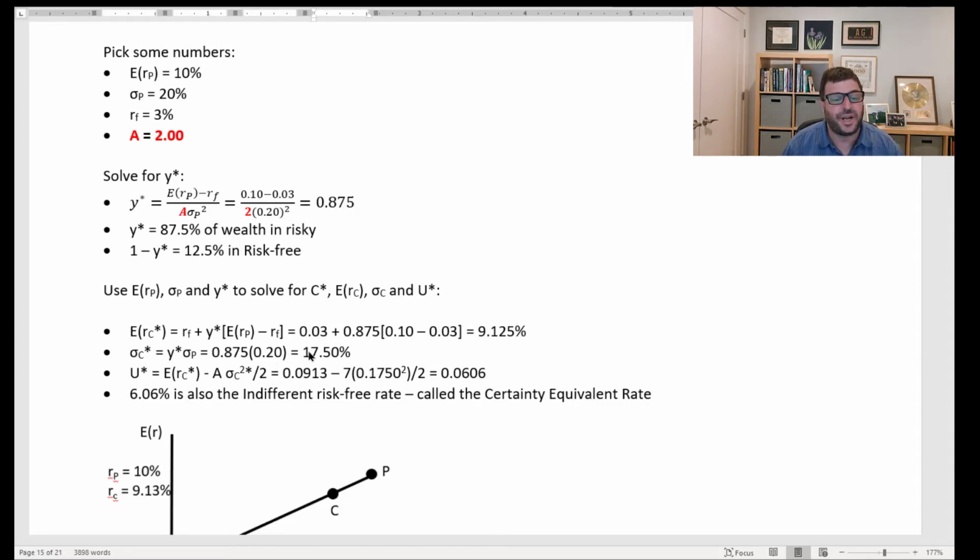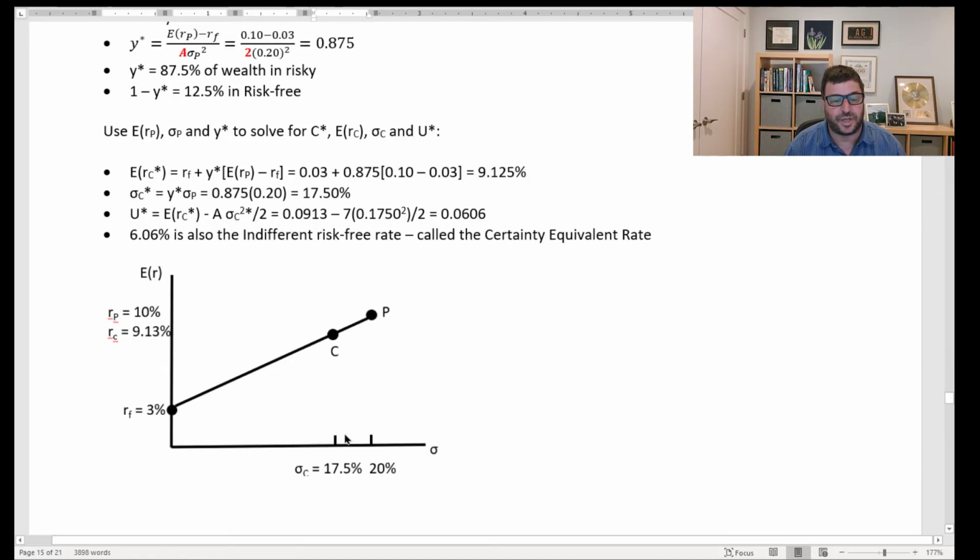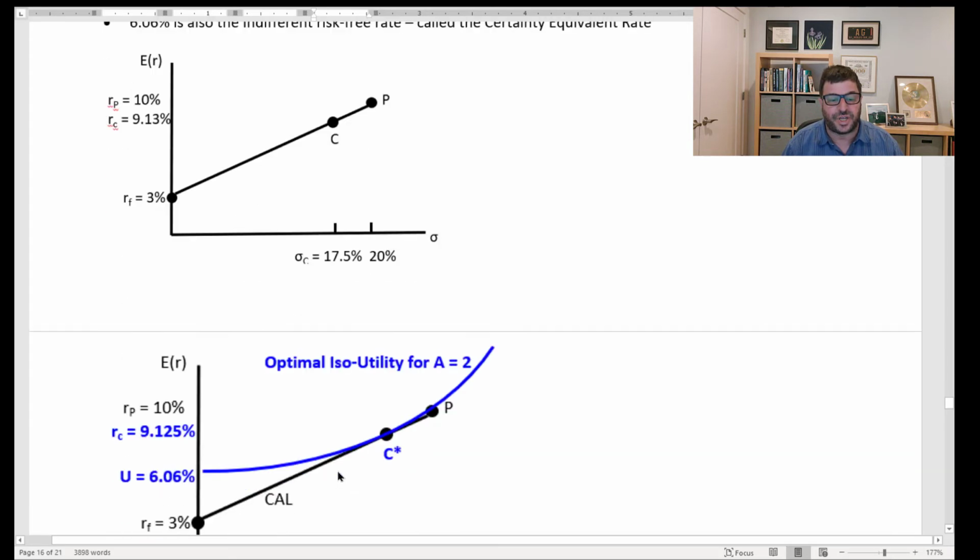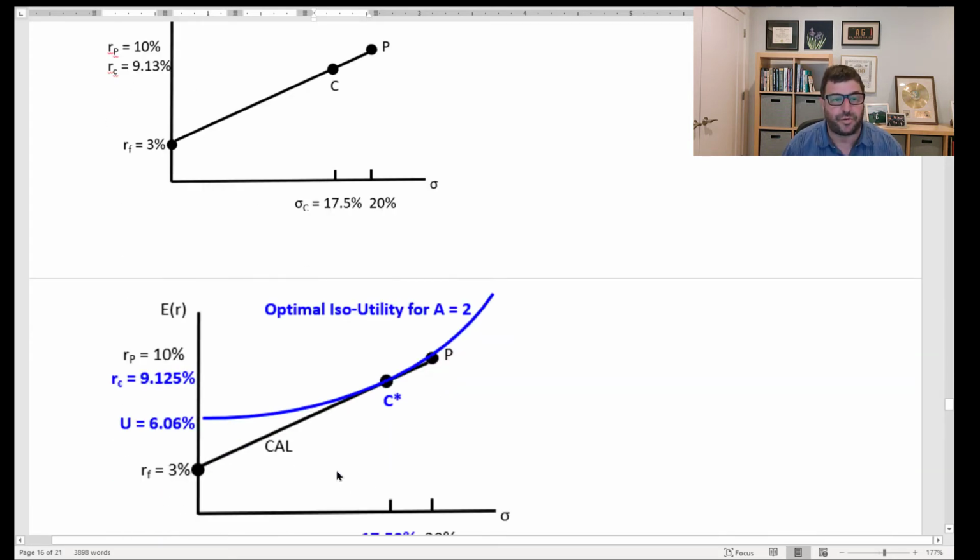And the utility that I achieve from investing in this portfolio is going to equal this utility value. It's now optimal. This is the maximum utility, and that's going to be 0.0606, or 6.06%, the indifferent or certainty equivalent rate. And here it is on that graph. I can see where C is. I'm 87.5% along this line. I have a return of 9.125% and a risk of 17.5%. And here I've just drawn in the utility curve with that intersection point.